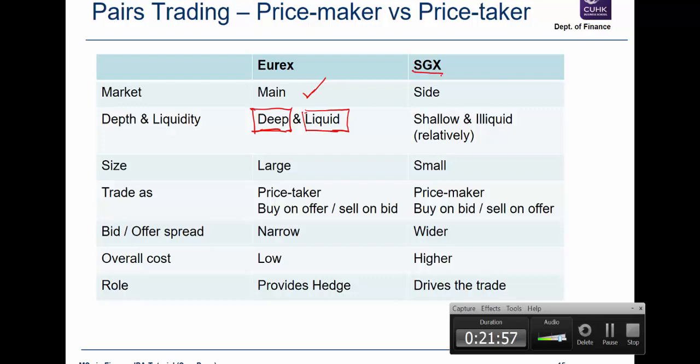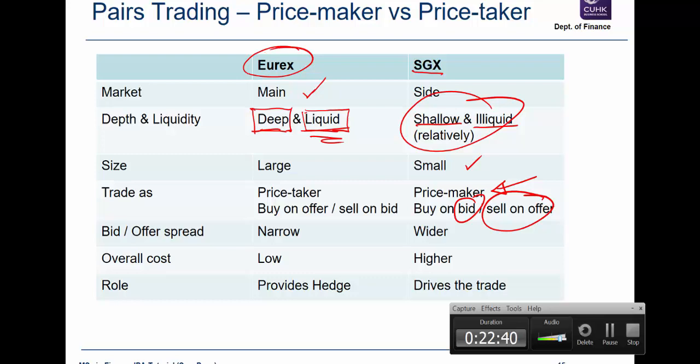So compared to that, the SGX is a lot shallower and illiquid. Relatively, the sizes are small. So what you want to do is make prices. You put out your own bids and offers on the less liquid market, and then you wait. You just sit there and you wait, and if someone hits your bid or lifts your offer, then you turn around and you do your hedging in the more liquid market, in this case the Eurex. Now, why would you do that? Because it's easy, that's why. Are you with me there?